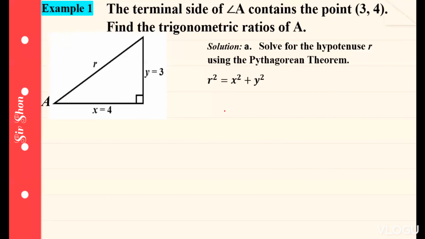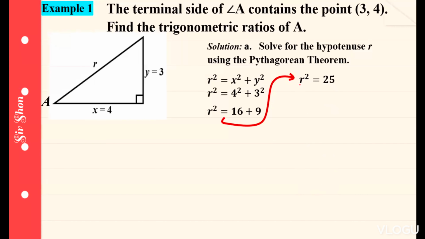We have to substitute x by 4 and y by 3 to find the measure of the hypotenuse, or R. Our x is 4 and our y is 3. R squared equals 4 squared plus 3 squared. 4 squared means 4 times 4, it is 16. And 3 squared is 3 times 3, is 9. R squared equals 16 plus 9, which is equal to 25.